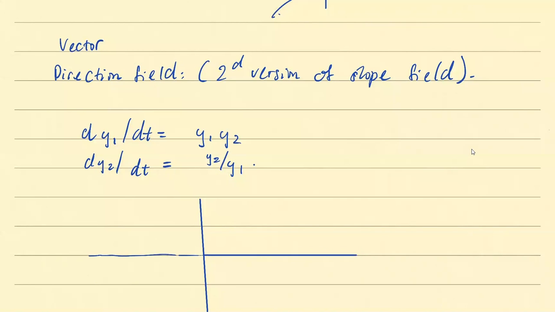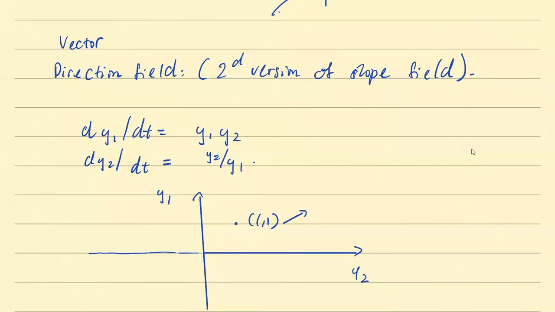So basically you take y1, y2, at some point of your choice, and as many points as you can, and you plug in the values. So let's say at the coordinate (1, 1), your vector will be (1, 1), meaning the vector of the direction. So you would draw this kind of vector.